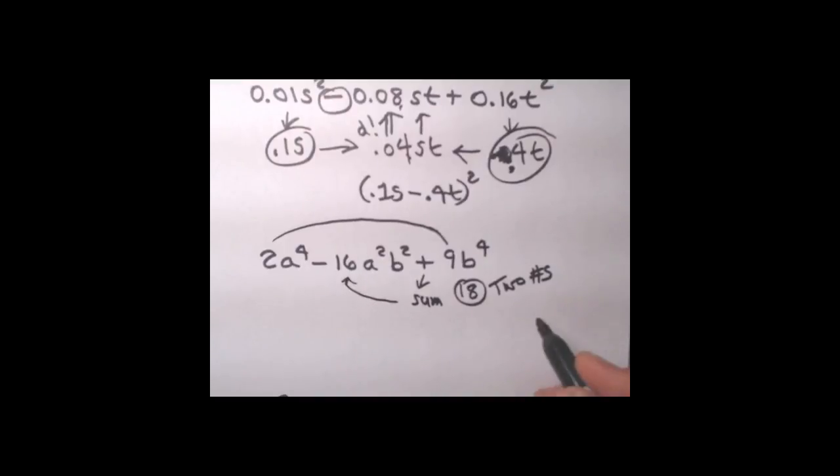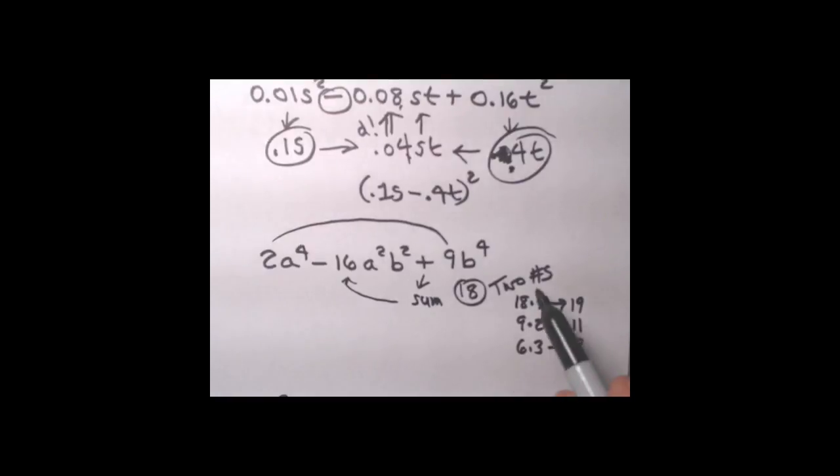Well, I don't know if there's anything that's going to work. We can go 18 times 1. The sum is 19. That's not going to work. 9 times 2. The sum is 11. That's not going to work. And the only other thing we can do is 6 times 3, I guess. The sum is 9. They're all getting smaller here.